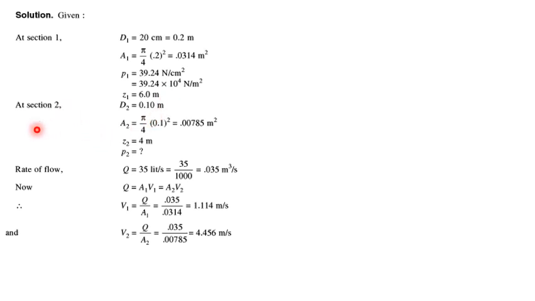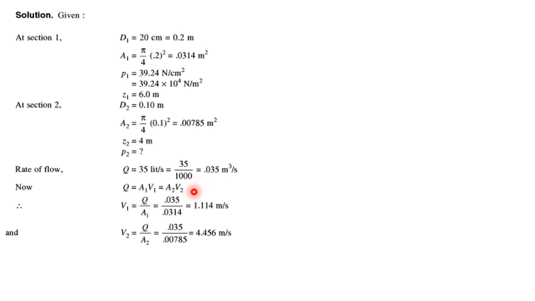For section 2, the diameter was 0.1 meter. We can have the area A2, and Z2 was known, it is 4 meter. The pressure P2 is to be determined. Additional information in the statement was this discharge, which is 35 liters per second. We can convert it to meter cube per second by dividing it by 1000.